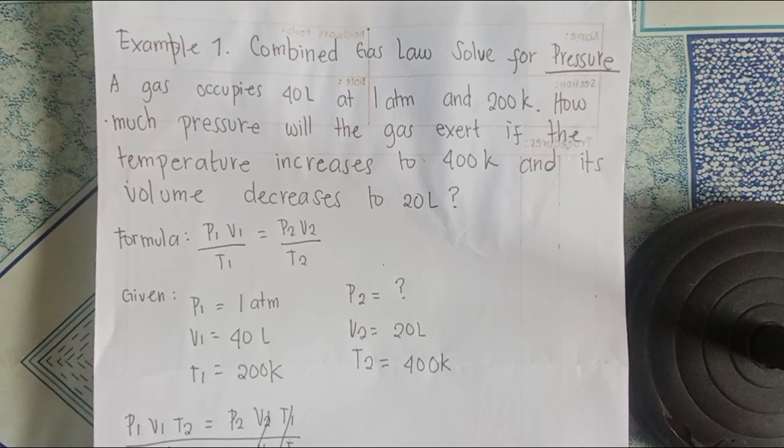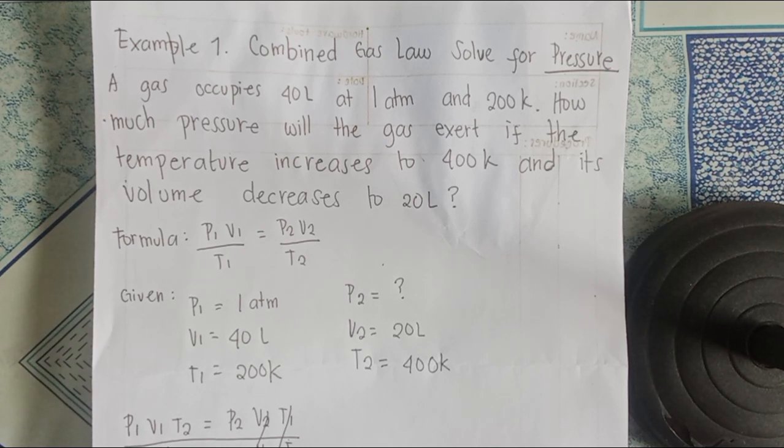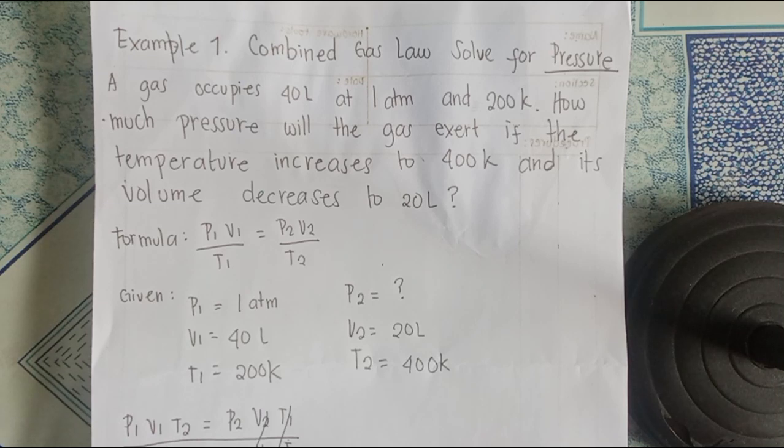Example 1. Combined gas law, solve for pressure. A gas occupies 40 L at 1 atm and 200 Kelvin. How much pressure will the gas exert if the temperature increases to 400 Kelvin and its volume decreases to 20 L? So the formula is P1V1 over T1 is equal to P2V2 over T2. The given: P1 is 1 atm, V1 is 40 L, T1 is 200 Kelvin, P2 is unknown, V2 is 20 L, and T2 is 400 Kelvin.